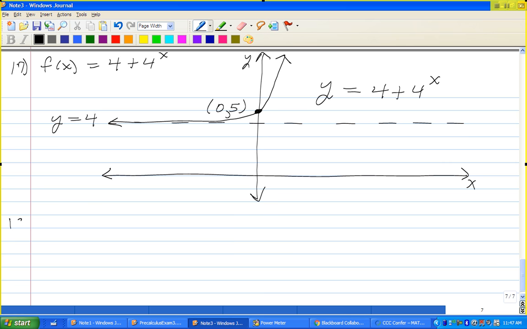19. f of x equals 3 to the x minus 1 plus 2.